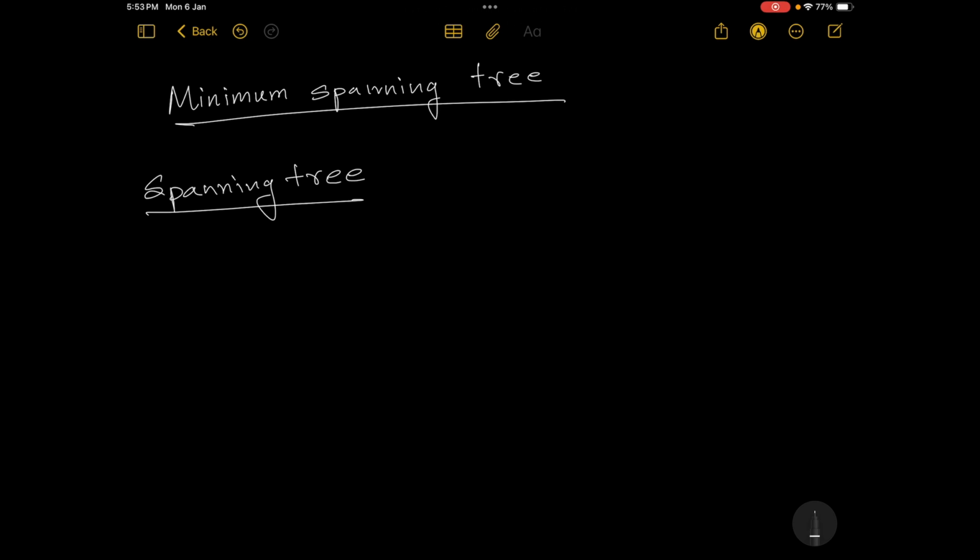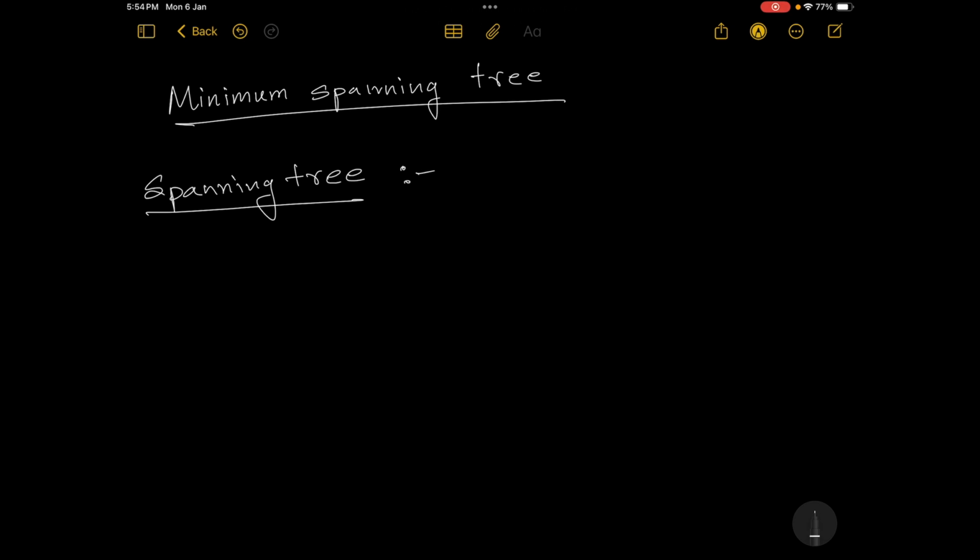is. Okay. Now by definition, a spanning tree is a tree in which we have n nodes, that is all the nodes present in the original graph, and n minus 1 edges, and all the nodes are reachable from each other, which means this is the definition.